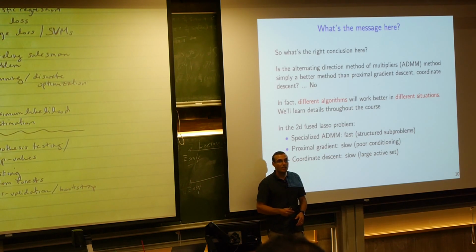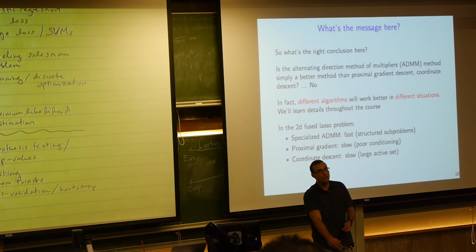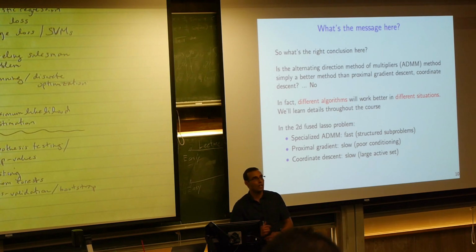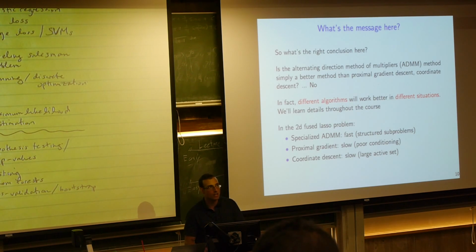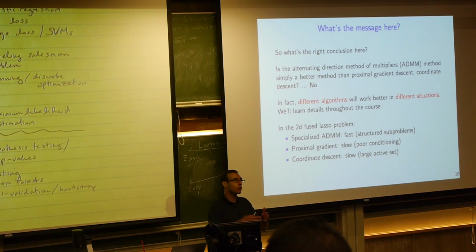Proximal gradient was slow because of conditioning. The condition number of the criterion is very poor here. Proximal gradient is a first-order method, and as we'll learn, first-order methods are very affected by condition numbers. It's about how curved the criterion is around its minimum. And that made proximal gradient very slow to converge.